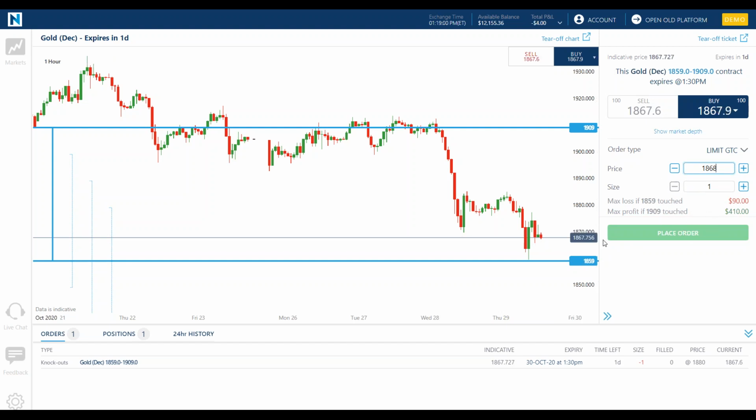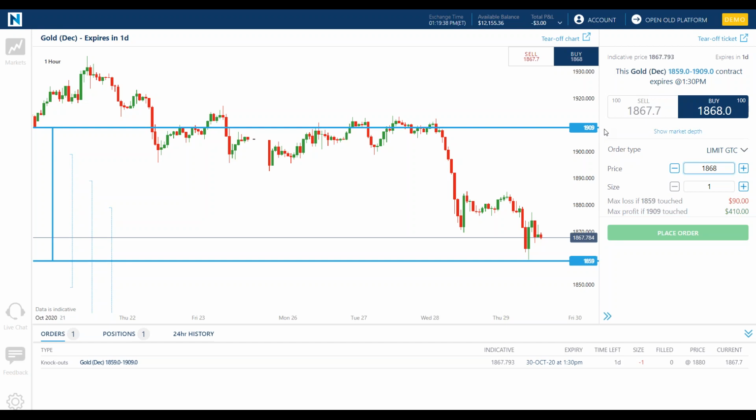Now, if I bought it and it were to settle up in here above, I would have a partial profit, knowing that my maximum profit would be 410 if it were to get all the way back up to 1909. So that is knockouts. I have defined risk, defined reward. If I think it's going up, I buy. If I think it's going down, I sell. And I can always exit my position early if I choose to, to limit losses or lock in gains.